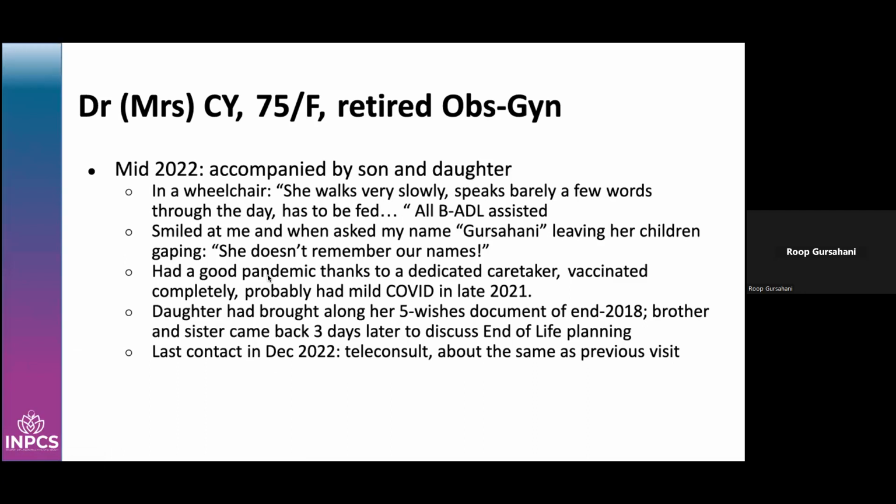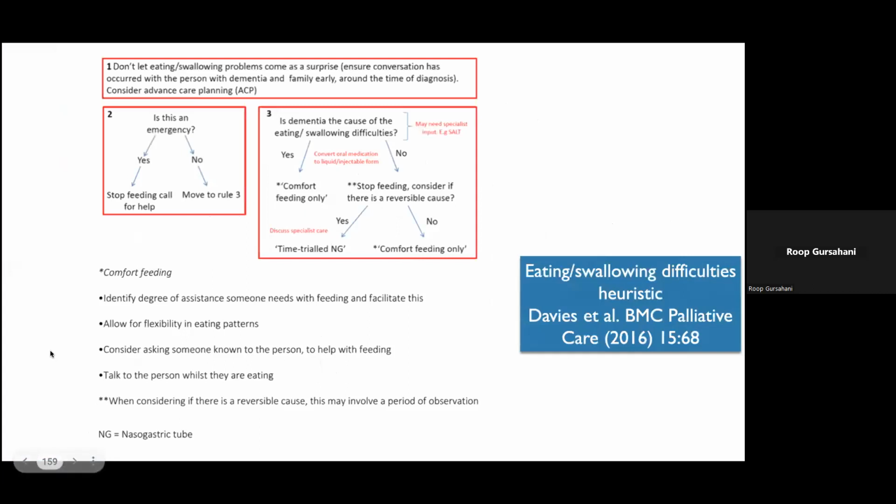In fact, her children came back after this visit to discuss end of life planning. And at this point, we all agreed that she would never get a Ryle's tube. The last contact was in December, and she's still stable. So remember that eating or swallowing difficulties are often a problem towards the end of life.